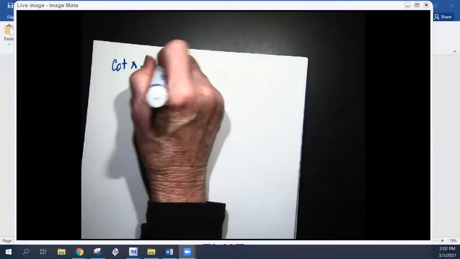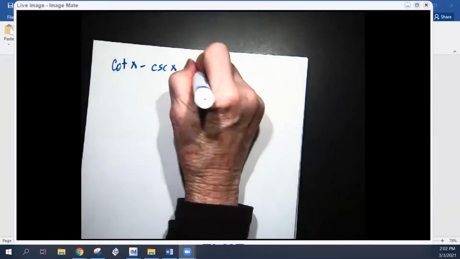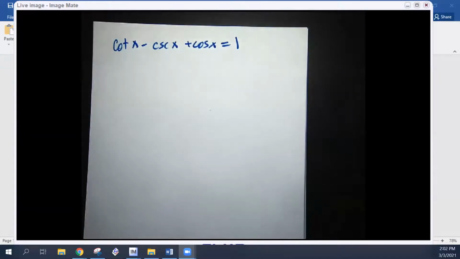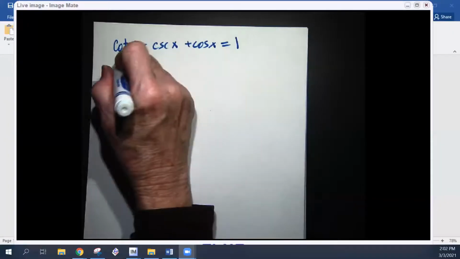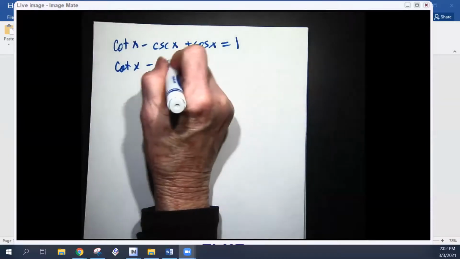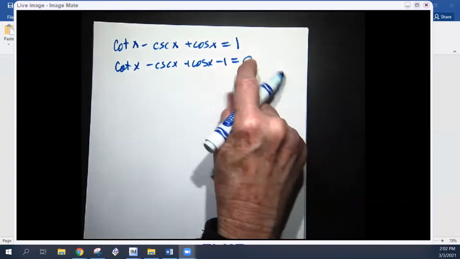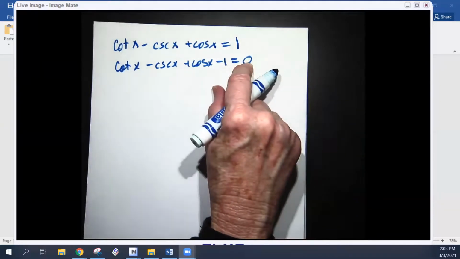So for the last one, you can have the cotangent of x minus the cosecant of x plus the cosine of x is equal to 1. So I want you to think for a second, what is going to be the first thing you should do if you are going to work this problem? Okay, so subtract 1. Because if I subtract 1, I have it equal to 0, which is where I want everything.